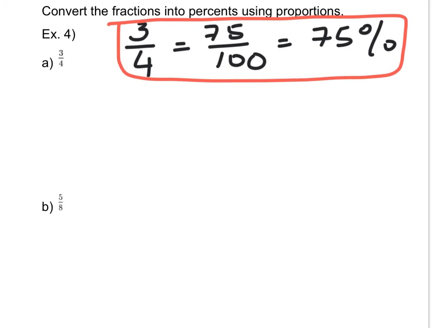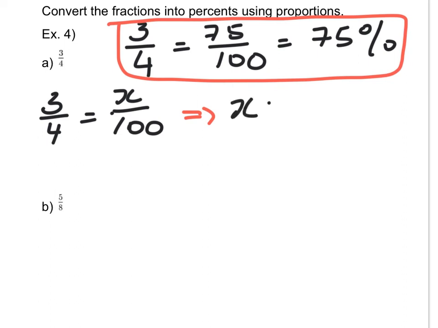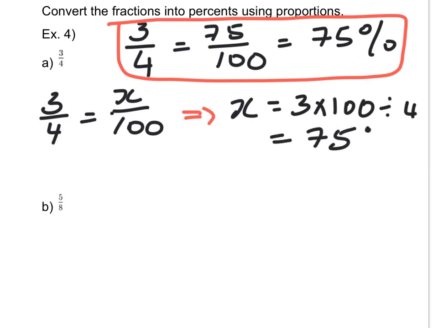So what we would do is 3/4 is equal to something out of 100. 3/4 is what out of 100? 3/4 is what percent? Okay, solve your proportion. The numbers in the diagonal are 3 and 100, so 3 times 100 divided by 4. 3 times 100 divided by 4, 75%. Right? Simple.